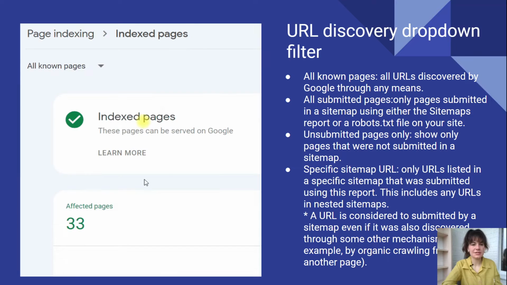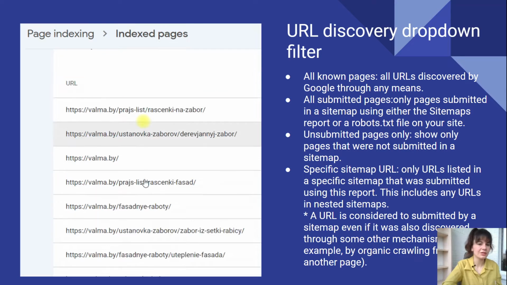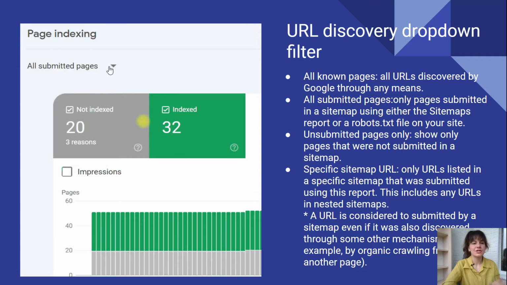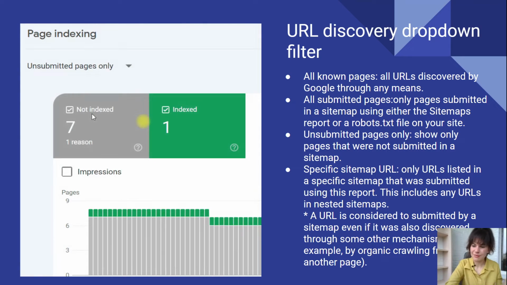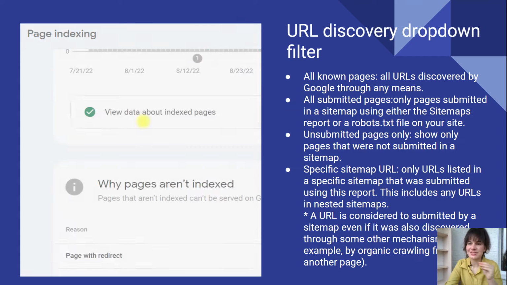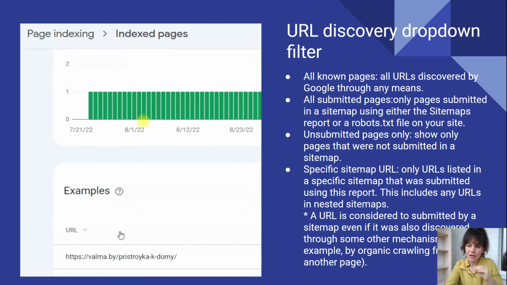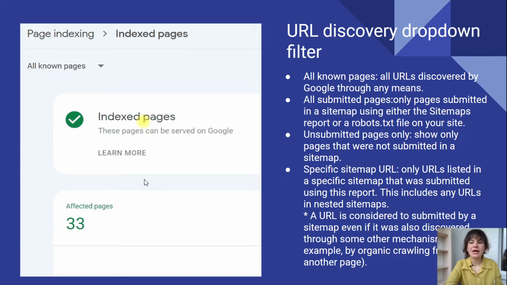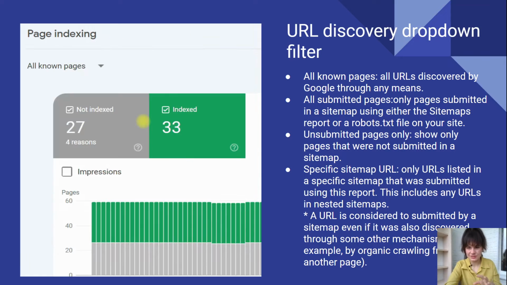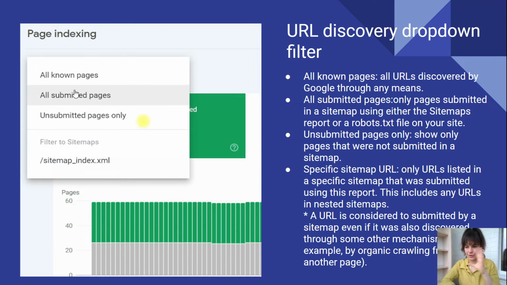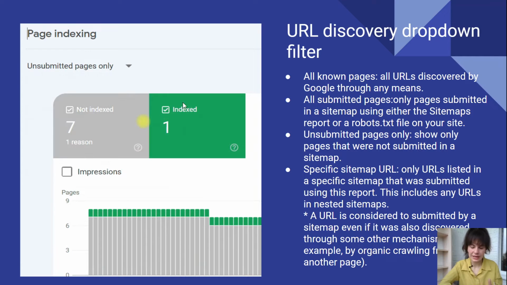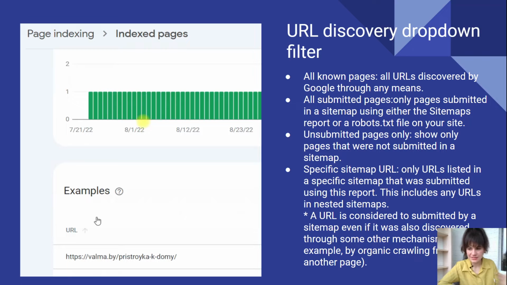URL discovery contains a lot of useful information, and to not lose time, I won't overview it one more time. Let's just focus on some less known features. For me, the URL discovery drop-down filter is always an under-evaluated metric. You can see all known pages which are discovered by Google through all different means, and all submitted pages which were submitted to Google via sitemap or found in robots.txt, which points to the sitemap.